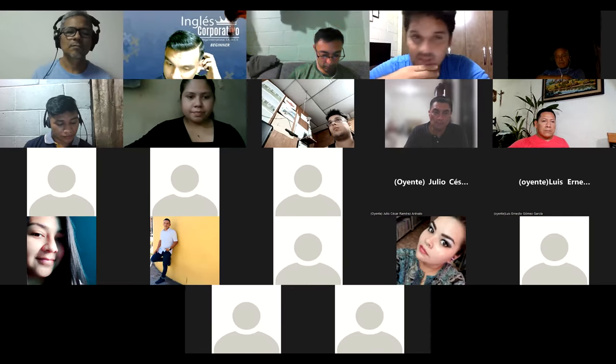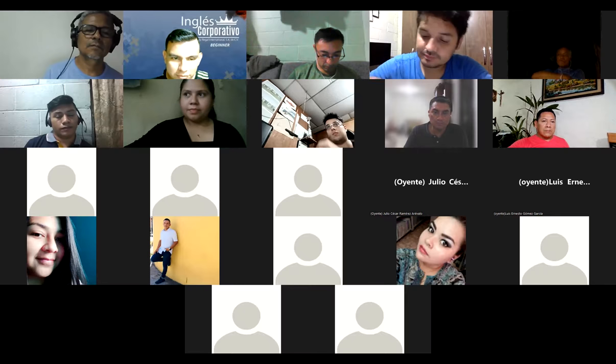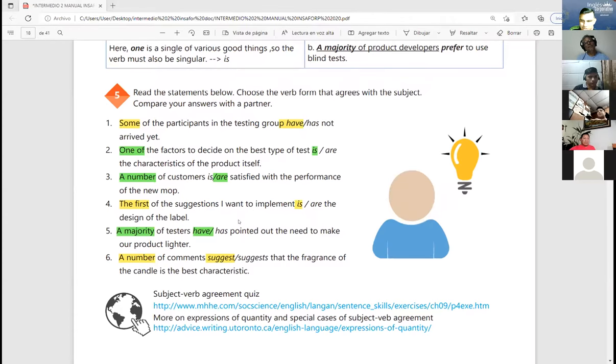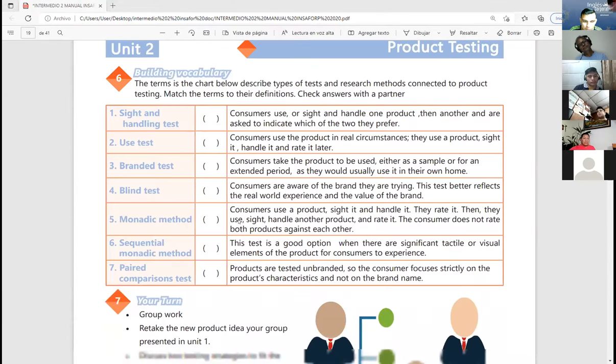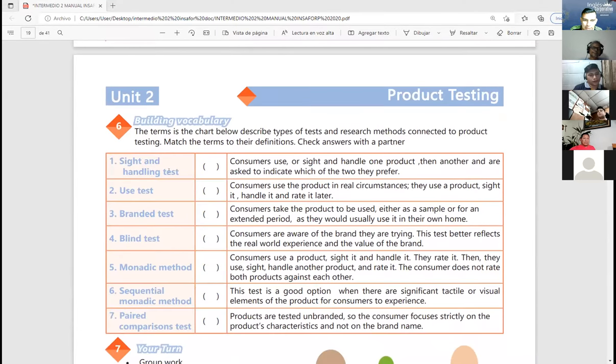Okay, well, now that we already finished this exercise with expressions of number, we're going to fill in the blanks. We're going to write the number in numbers. Okay, here we go.